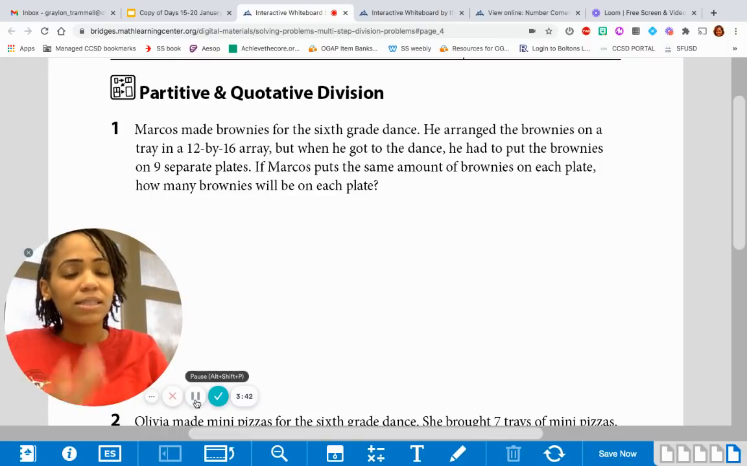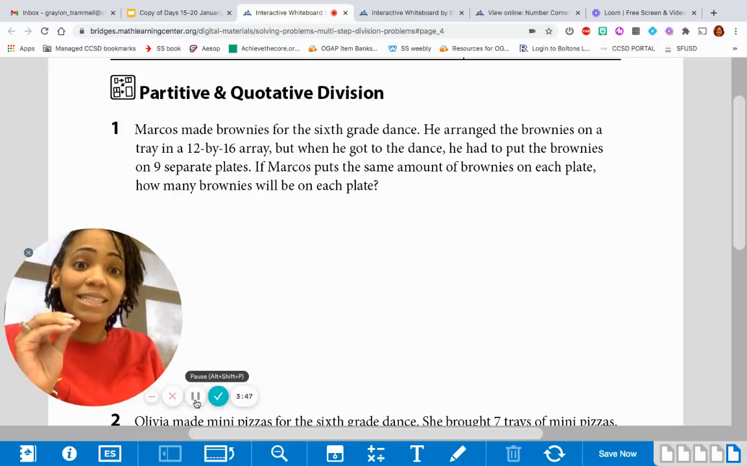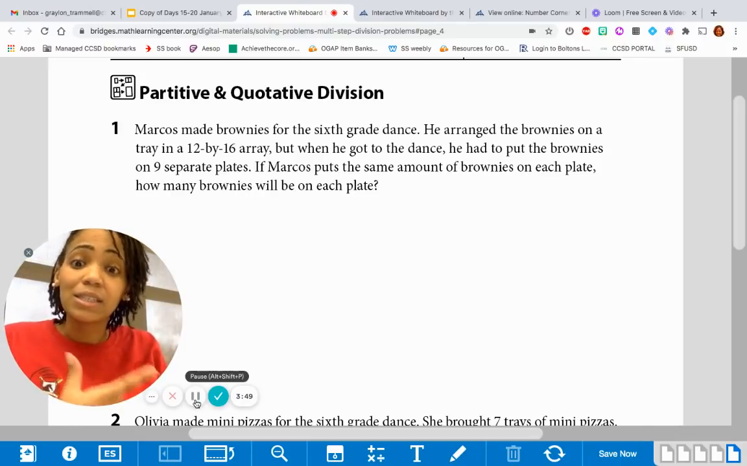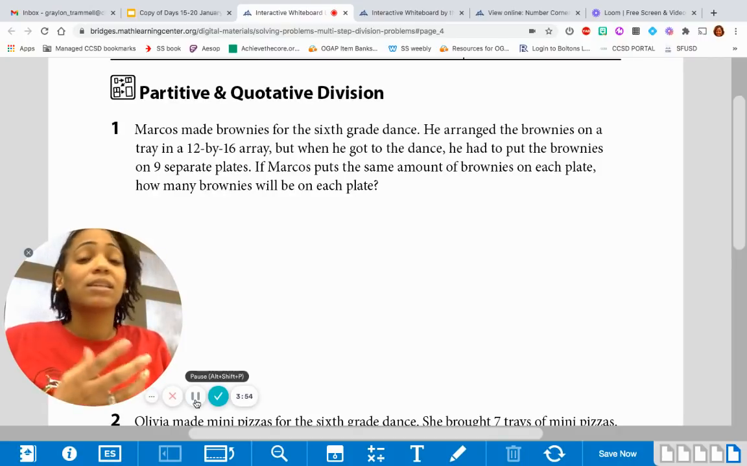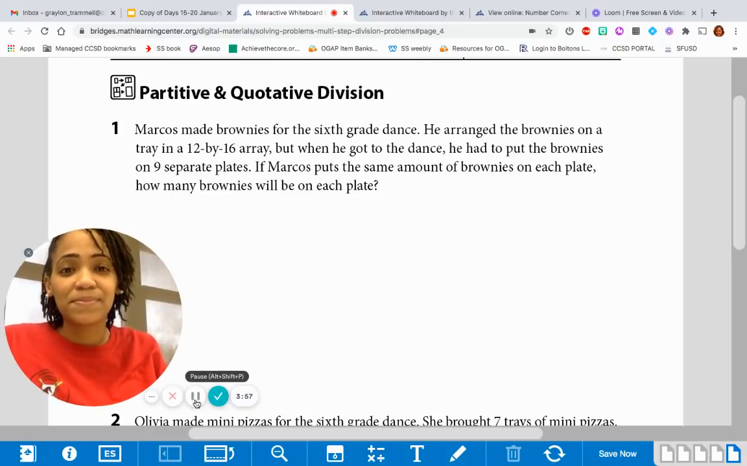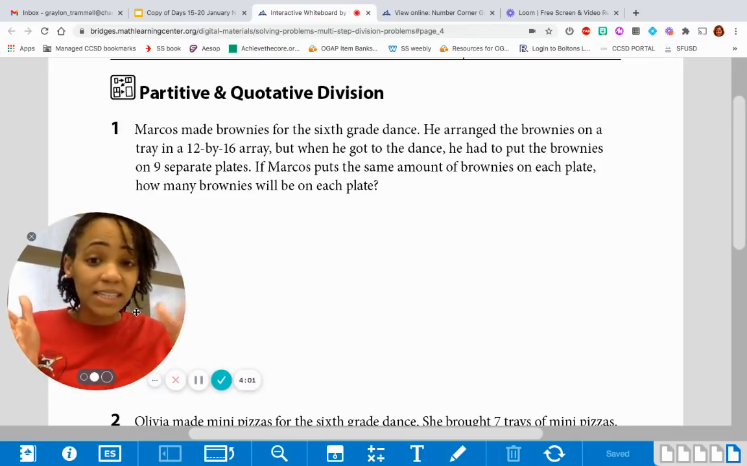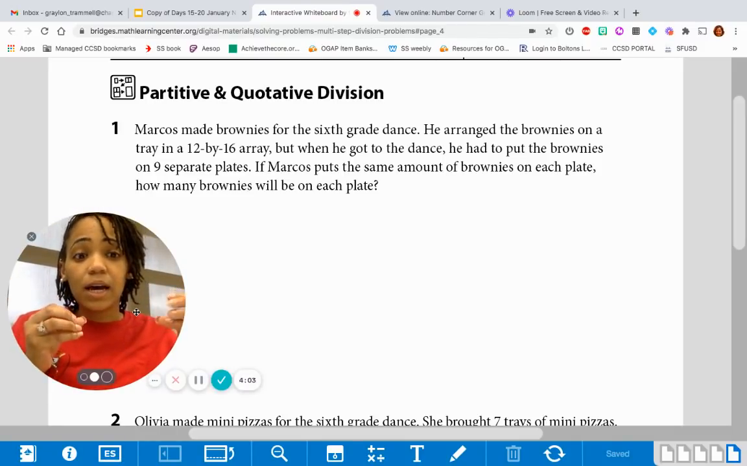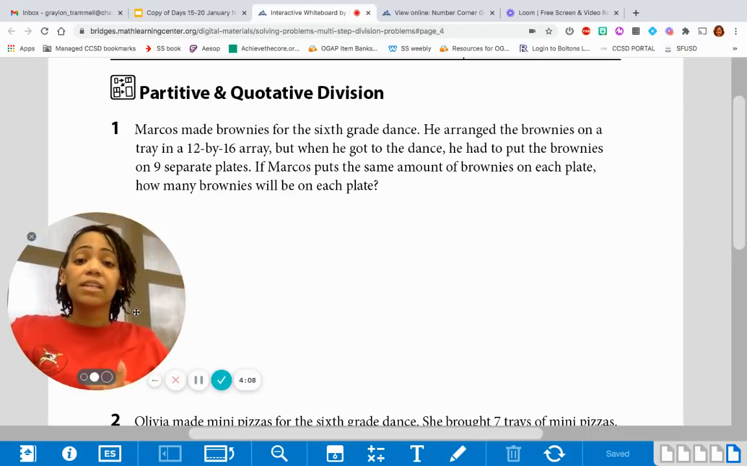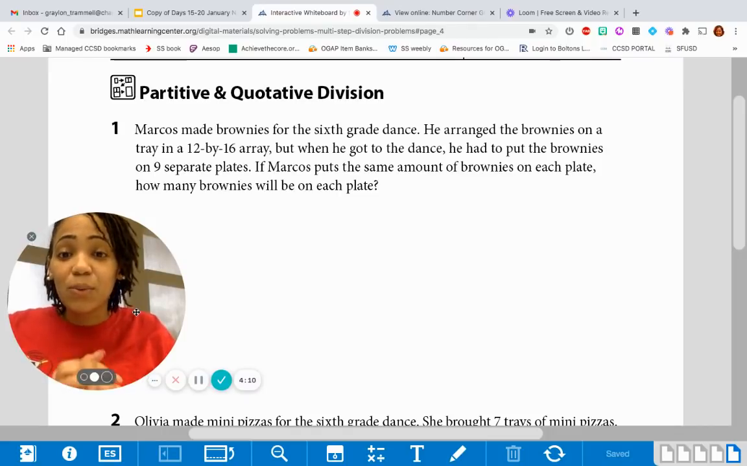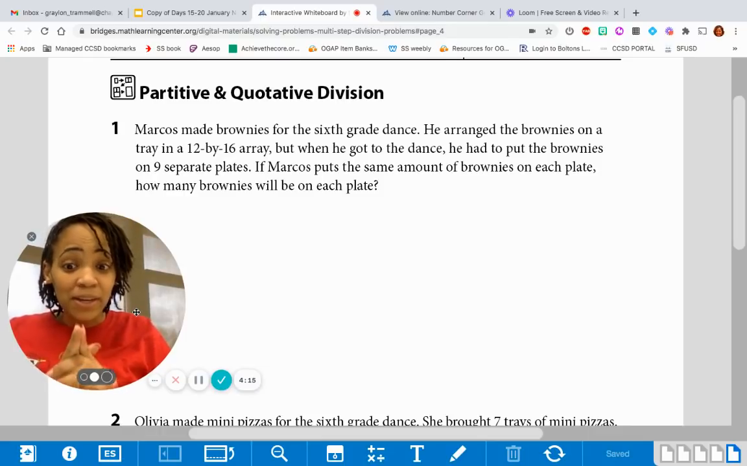Go ahead and take a second and say this problem out loud in your own words. Make sure you are referencing the key details in the problem that we need to solve it. And then think about the steps that are needed to be taken so that we can solve the problem. Okay, so hopefully you said we have brownies, 12 by 16, and we need to put those brownies on 9 plates, right? So what's the first step? We need to multiply 12 times 16. So go ahead and work that out right now.